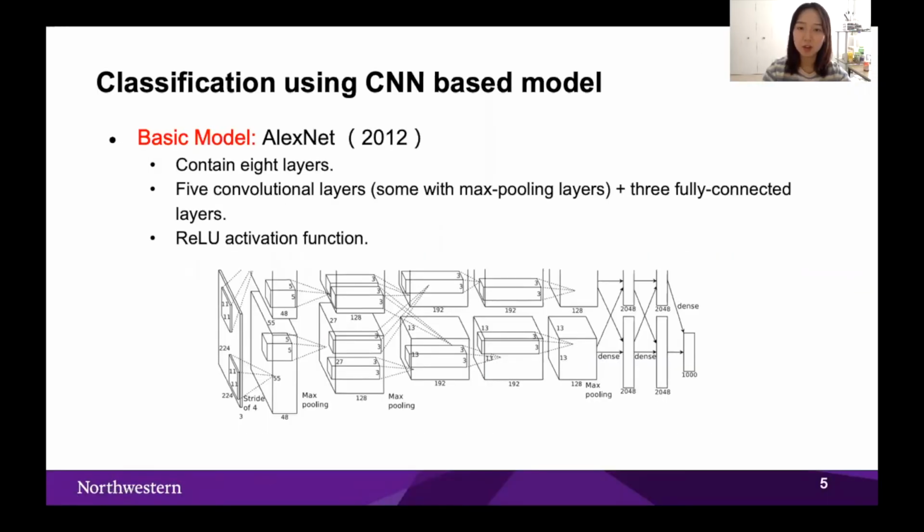Then we use several convolutional neural network models to do the classification task. The first model we use is AlexNet. AlexNet is the first deep convolutional neural network model. It was proposed in 2012 and contains 8 layers, with 5 convolutional layers and 3 fully connected layers. It uses the ReLU activation function. After some convolutional layers, some will have max pooling layers.